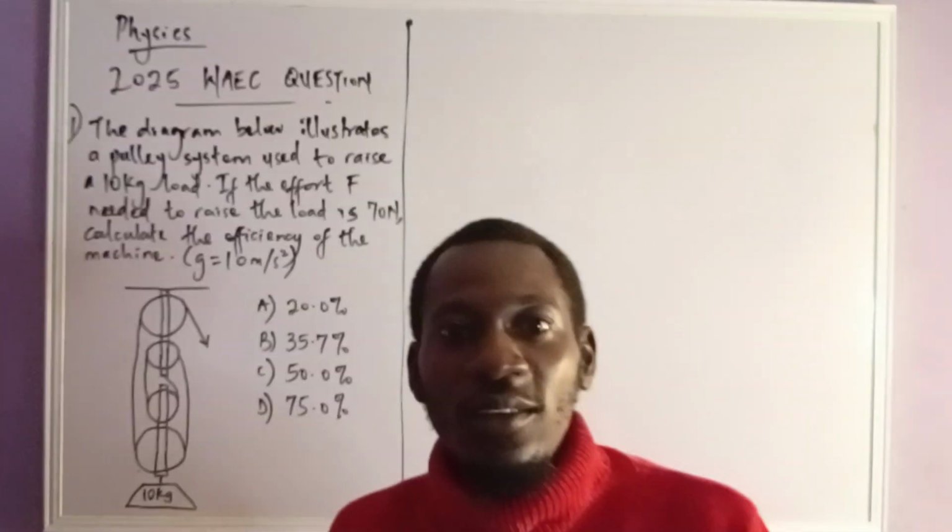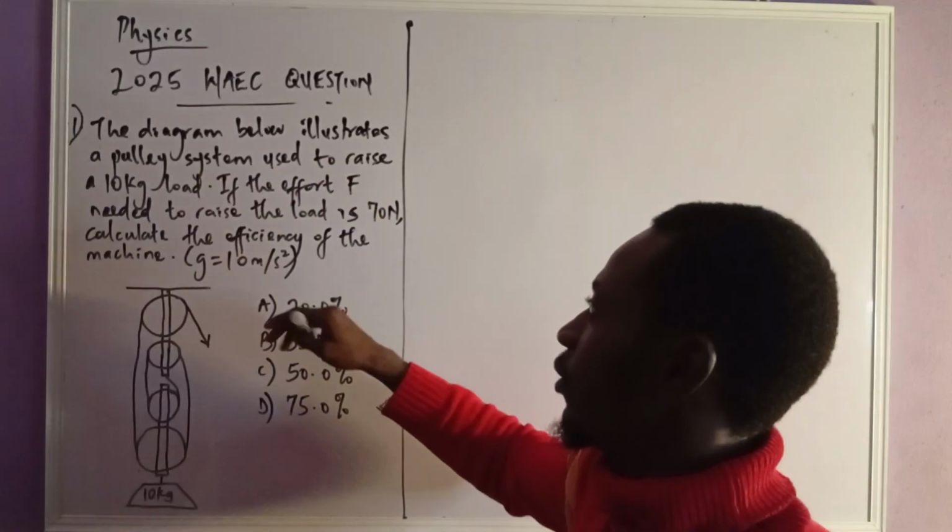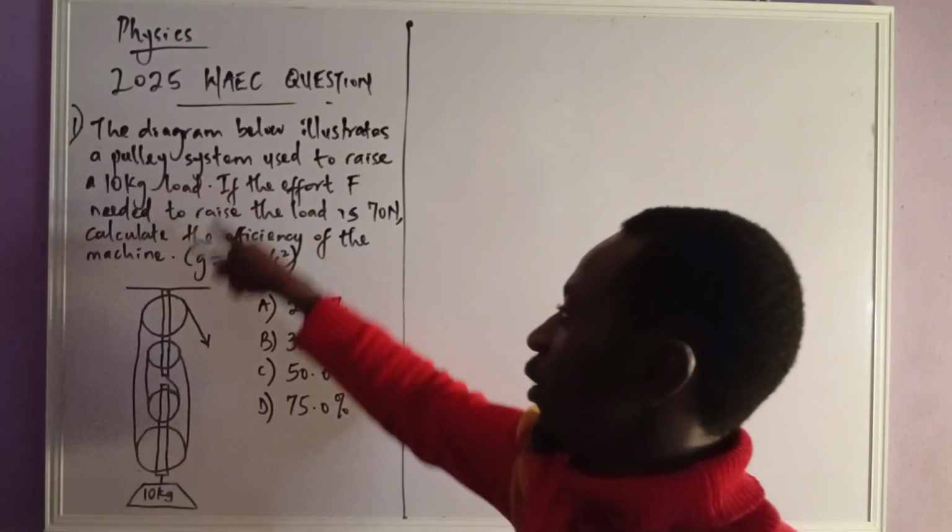A machine is a device in which force is applied at one end to overcome another resisting force at another end. And we have different types of machine. We have the lever, we have the inclined plane, we have the pulley, we have the screw. But for this question, we have the pulley system.